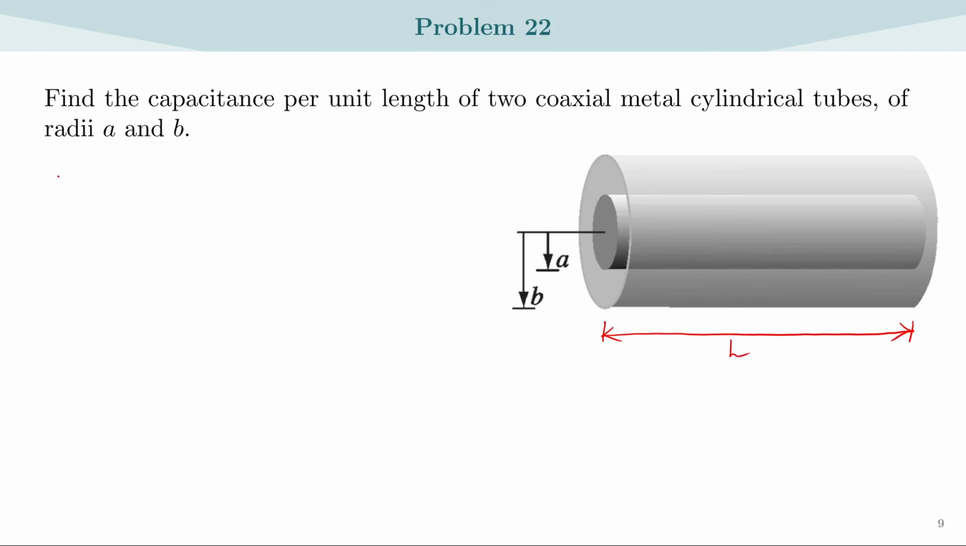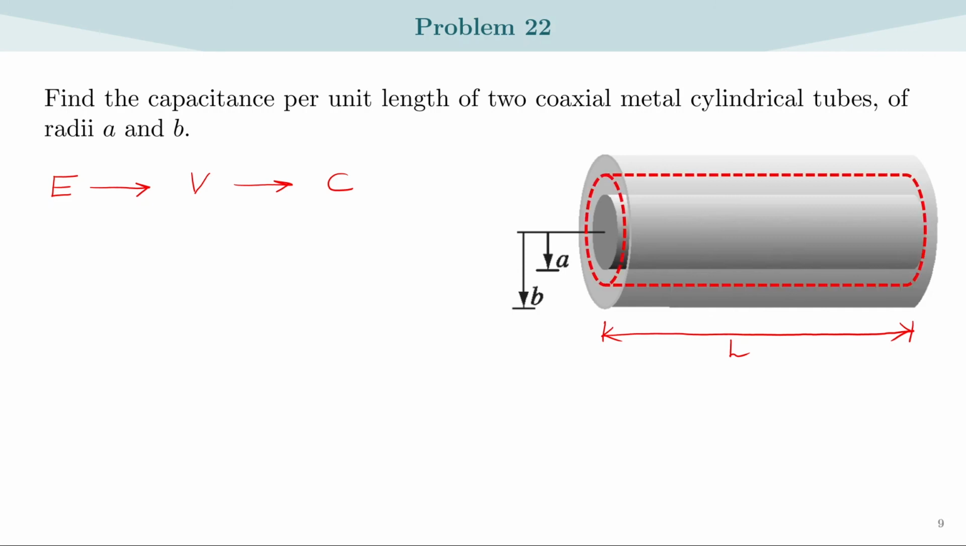Our strategy to do this problem will be to find the electric field first. So that electric field will be existing between the two conductors, that is the inner conductor with radius A and the outer conductor with radius B. And once we have found out the electric field E, we will find out the potential, and then from that potential we can find the capacitance of this configuration. To find the electric field between the two coaxial metal cylindrical tubes, let us consider a Gaussian surface as shown in this figure. And for this Gaussian surface, the radius will be S.